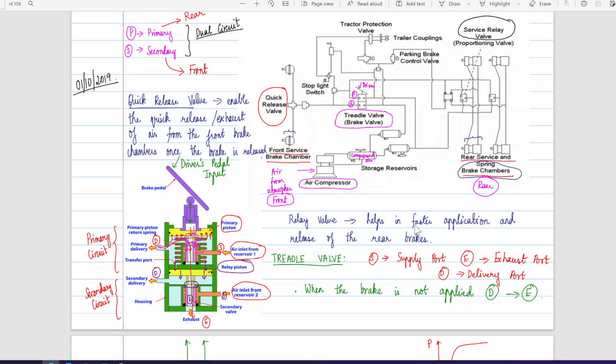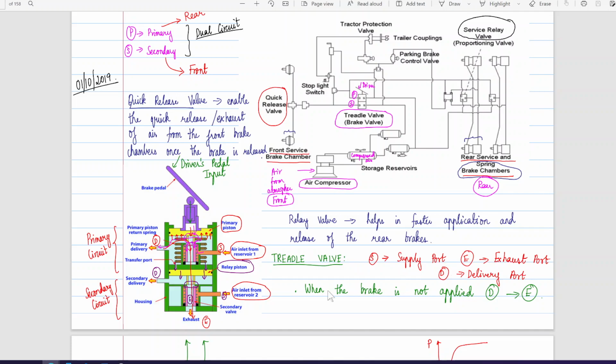Next are relay valves. Since a heavy commercial vehicle has longer lengths, valves like relay valves are used so that the brakes can be applied faster. It helps in faster application and release of the rear brakes, because the driver is sitting all the way in the front and we need to provide that signal as early as possible to the rear wheels.